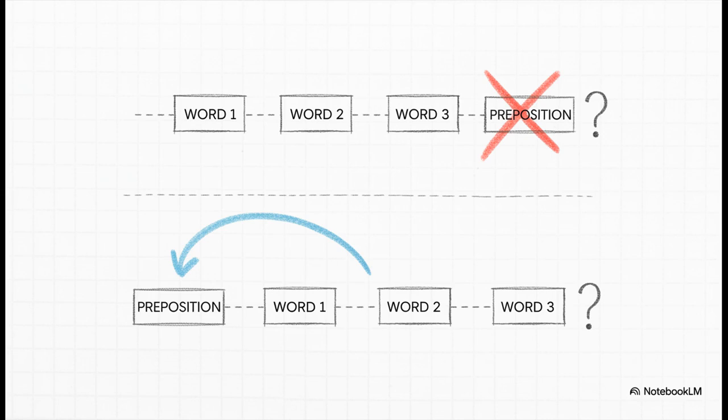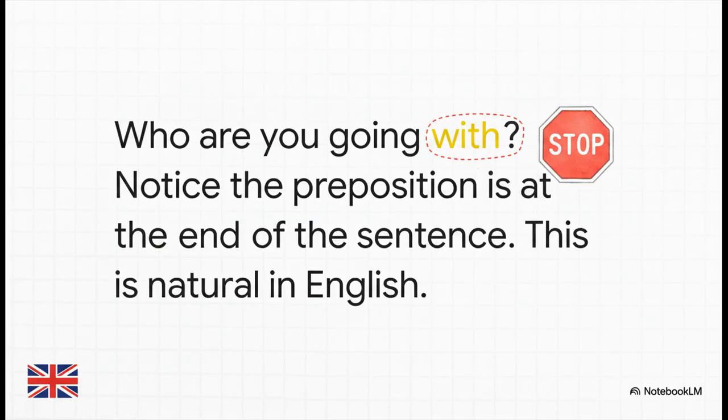Now, this first one is a really big deal because it's completely different from how we do things in English. A preposition is just one of those little words like to, from, with, or at. And here's the rule. In Spanish, you can never, ever, ever end a question with one of those words. I mean, think about it. In English, this sentence is totally normal. Who are you going with? See how that word with is just kind of hanging out at the end? We do that constantly, and it sounds perfectly natural. But in Spanish, that's a major foul.